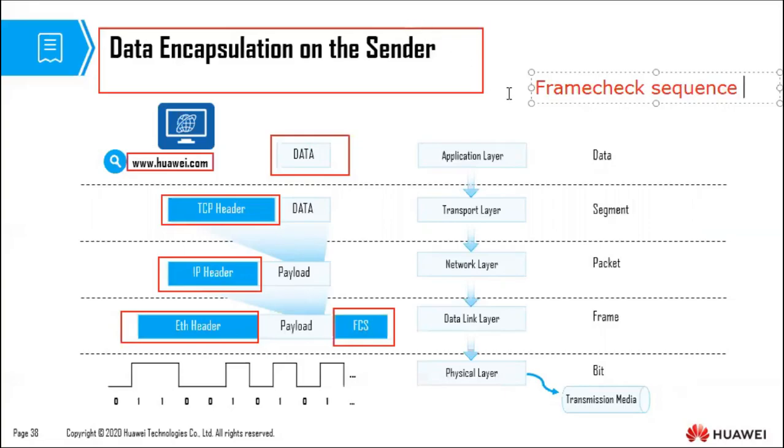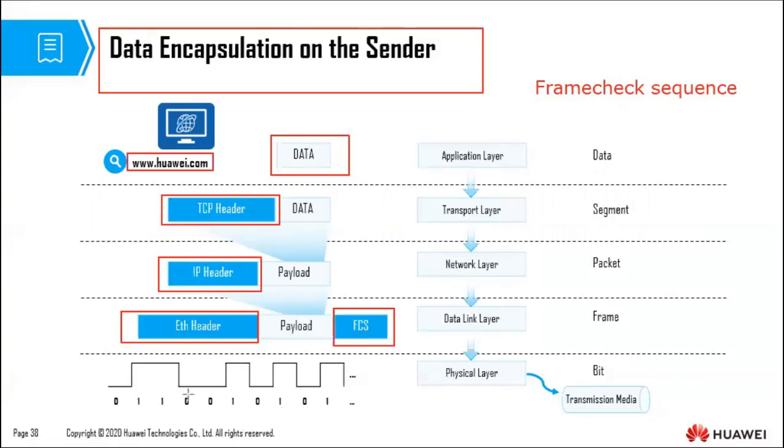So the frame check sequence is used for security, just to confirm that this frame has not been tampered with during transmission. So almost like the checksum. So frame check sequence.